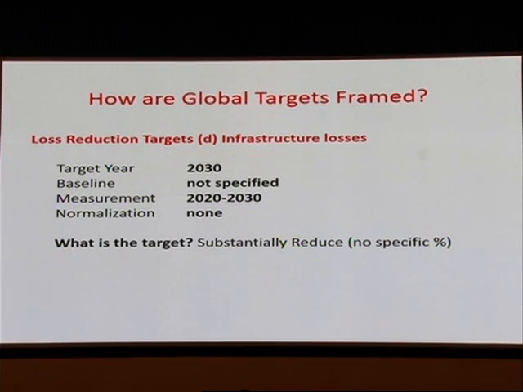Infrastructure losses are to be substantially reduced, but again no specific percentage. The measurement period is 2020 to 2030. There is no specific mention in the language as to what is the baseline period against which we will measure it. And for all of these, we have 33 indicators across these seven targets. I have just looked at the loss reduction targets.